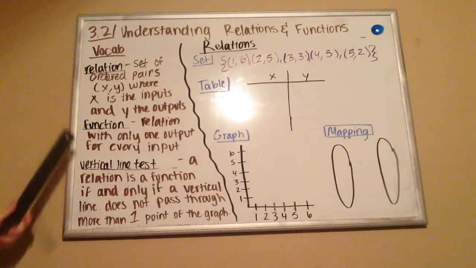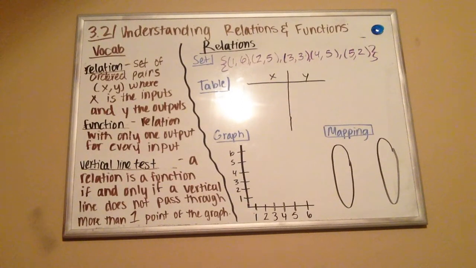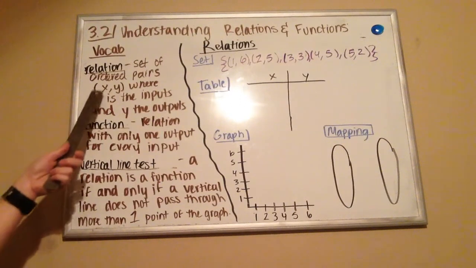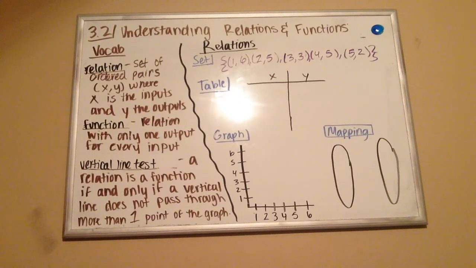So 3 vocab today. We have relation. It's just a set of ordered pairs. So a bunch of x, y pairs that we graph together is a relation. Function is a relation with only one output for every input. So if you put an input in, you only get one thing out. There's no options of what you get out.